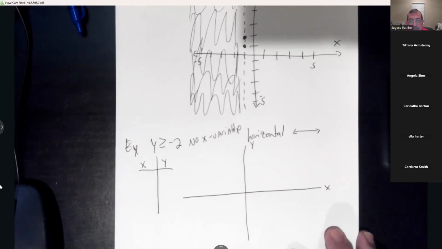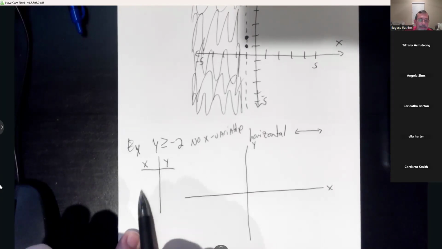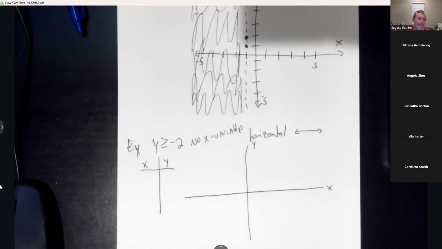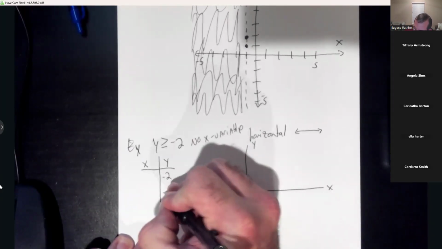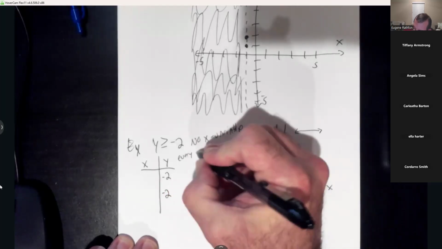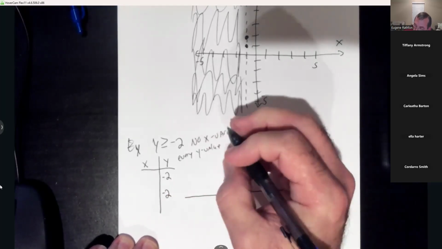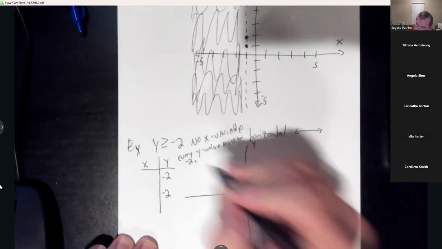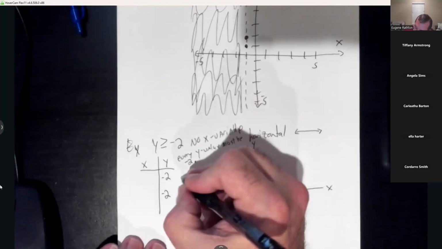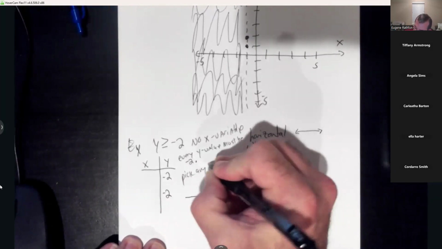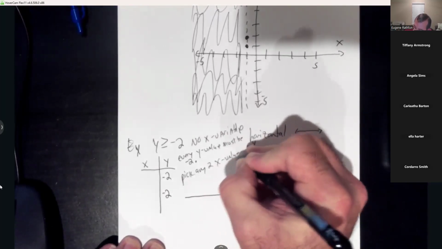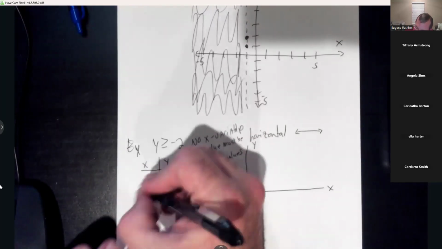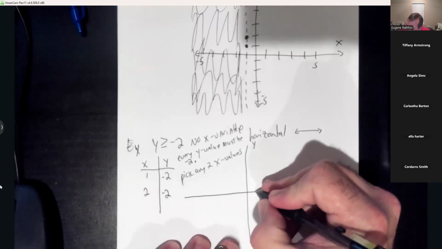So y'all, here's the thing on this one. I don't care what x values you pick, but every y value will be what? -2. So every y value must be -2. And then pick any two x's, okay? All right, y'all, so give me some x values y'all want. 1 and 2. Hey, I like that because that keeps them small, right?